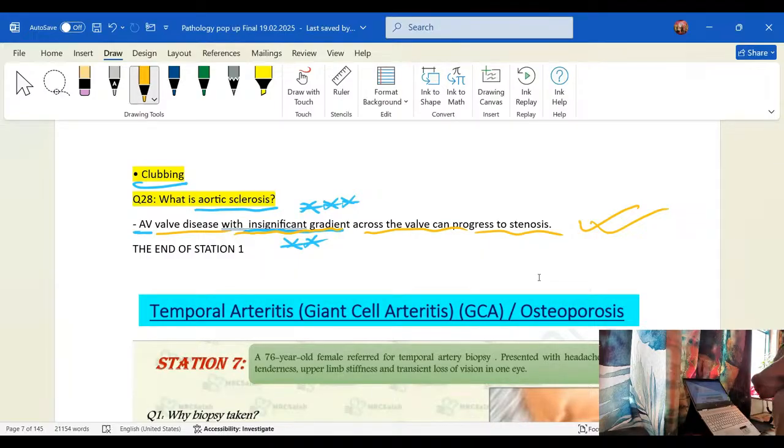What is aortic sclerosis? It is an aortic valve disease with an insignificant gradient across the valve that can progress to stenosis. Okay.